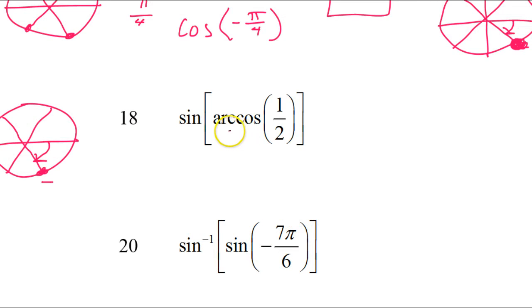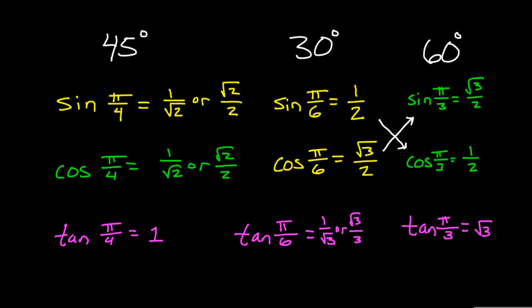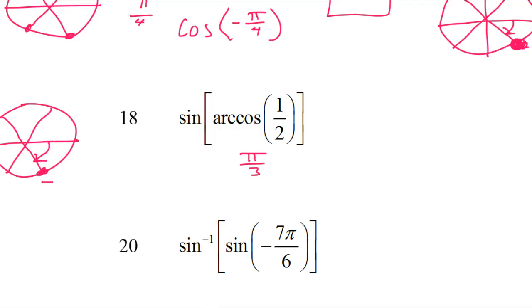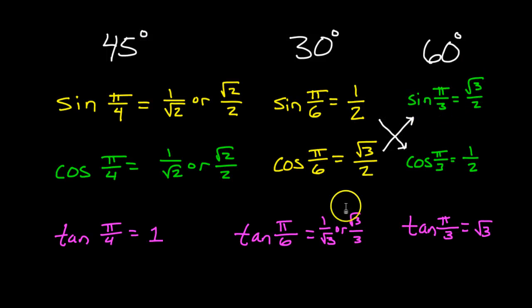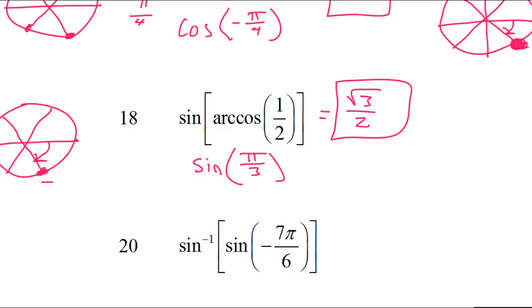Okay? Arc cosine of 1/2. That's just an angle. What angle has a cosine of 1/2? Well, that is pi over 3. All right? We should have just memorized that. Cosine of pi over 3 is 1/2. So that leaves us with the sine of pi over 3. That's also something that we've memorized. That is radical 3 over 2. Right? Sine of pi over 3, radical 3 over 2. You just have to have that memorized.